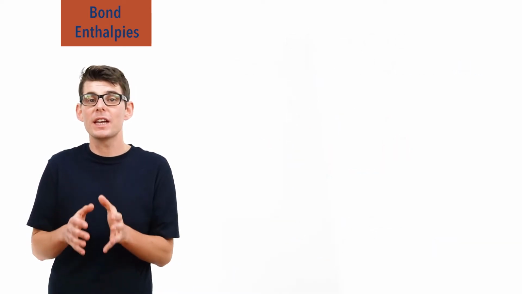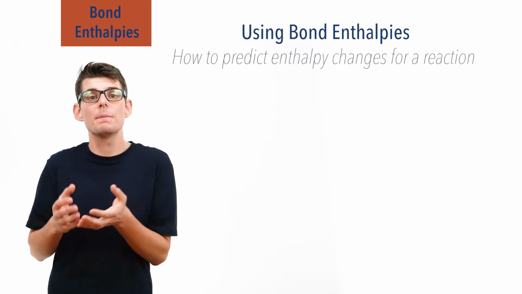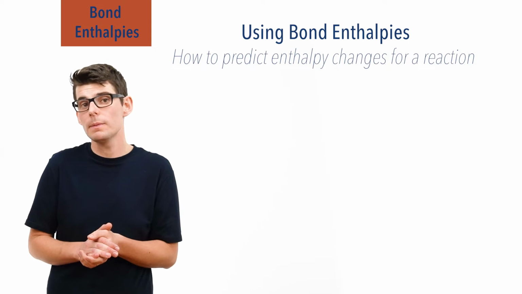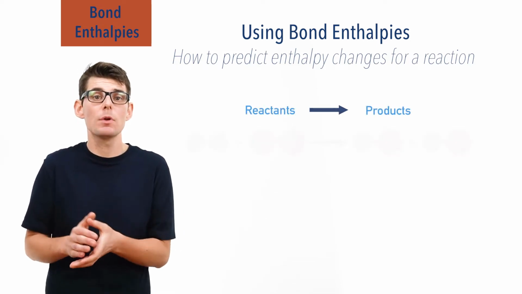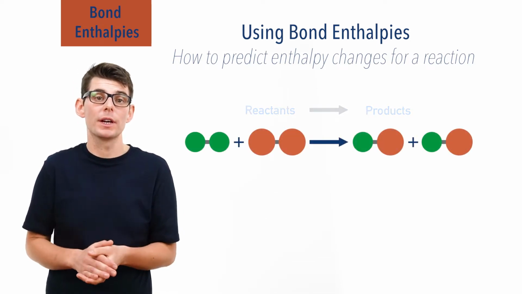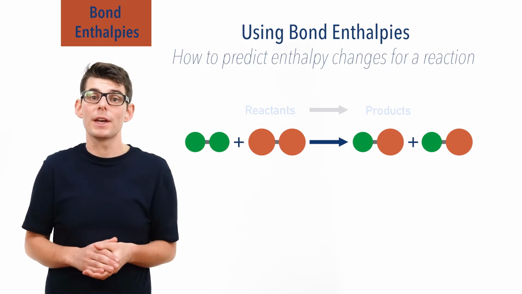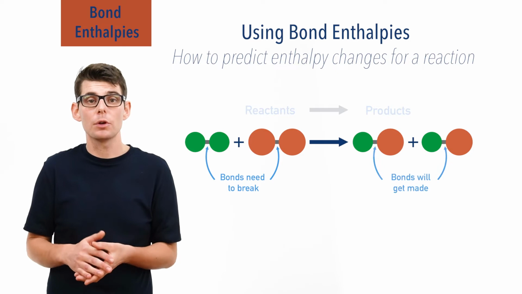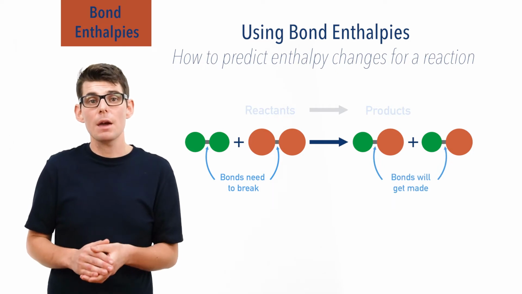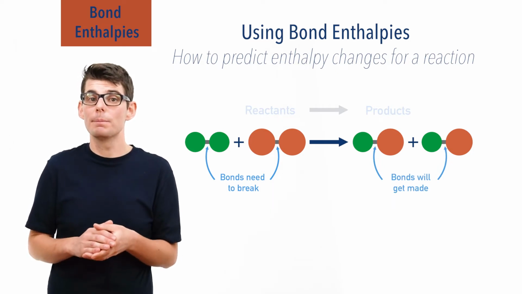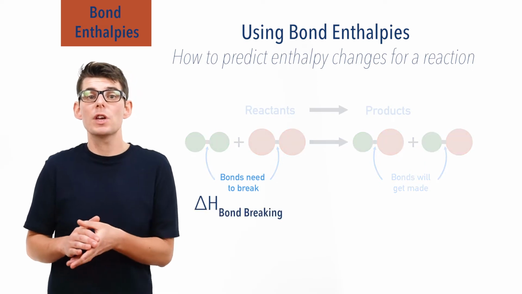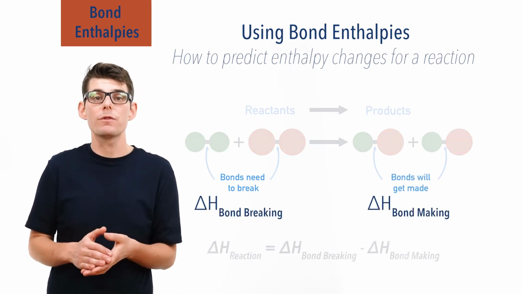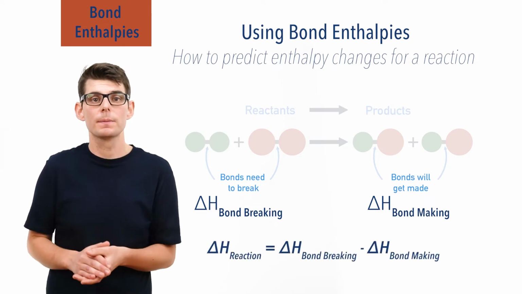The useful thing about bond enthalpies is that they can be used to find the enthalpy change for a reaction. In a reaction, reacting molecules react to form new products. This means bonds in the reactants have to be broken and new bonds then formed to make the products. By comparing the enthalpy change that occurs when the bonds are broken and the enthalpy change that occurs when new bonds are made, we can find the overall enthalpy change that must have occurred.